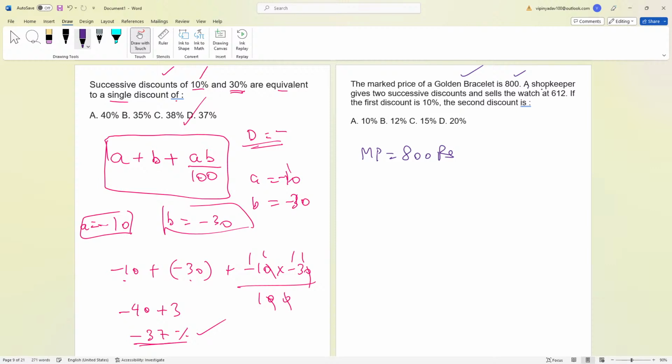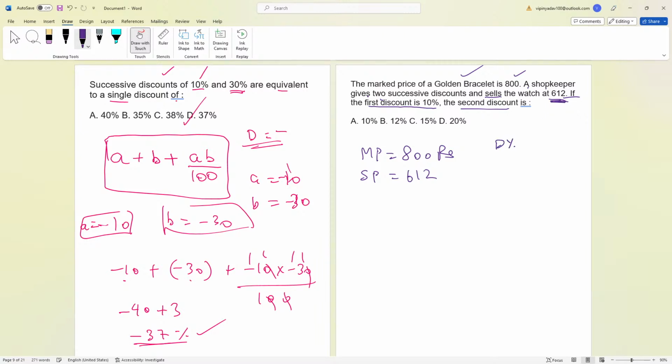A shopkeeper gives 2 successive discounts and sells the watch at this particular price. So what are we going to do over here? This is the marked price, and he sells it, which means there is a sale price given over here, 612. Now, can I find the overall discount? What further is it saying? If the first discount is 10%, what is the second discount? Basically we are getting 2 discounts, and finally it is selling at a price of 612.